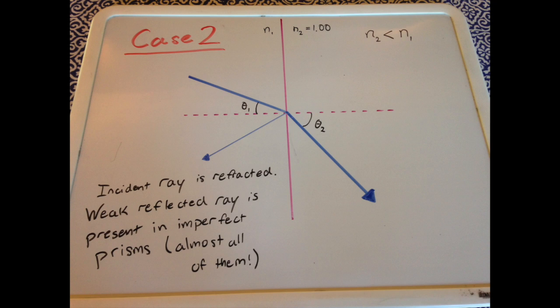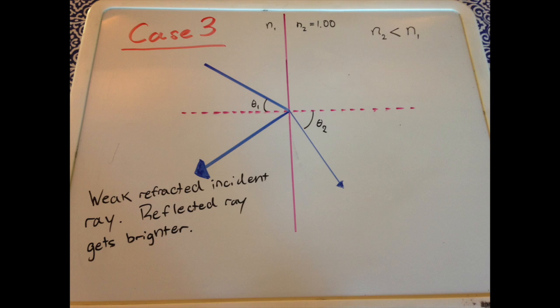In case 2, you can see that with a small incident angle, the refracted ray bends away from the normal a little bit, and the reflected ray is quite weak. I made a note about the reflected ray being present in imperfect prisms because in an absolutely perfect prism, all the light would either be refracted or reflected, but not both. In case 3, as the incident angle increases, the reflected ray gets stronger as the refracted ray gets weaker and approaches 90 degrees from the normal.